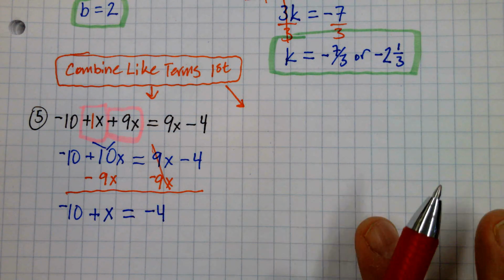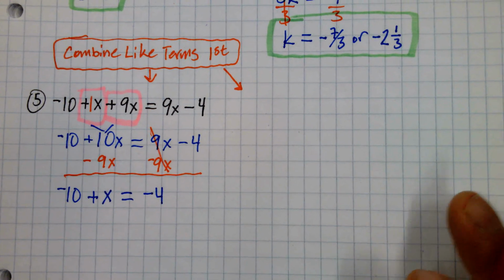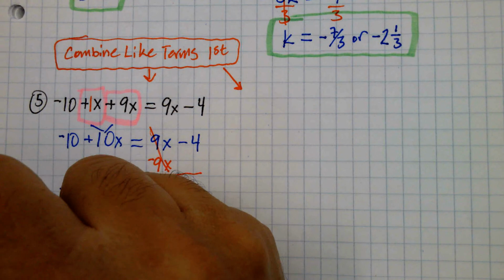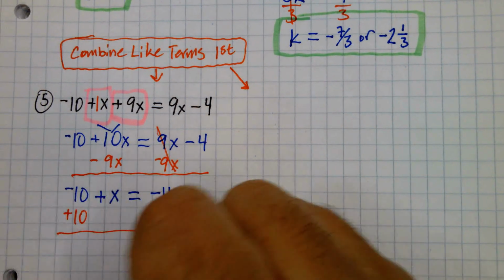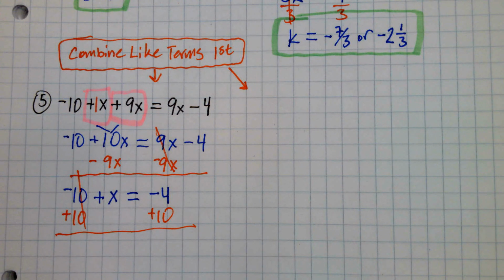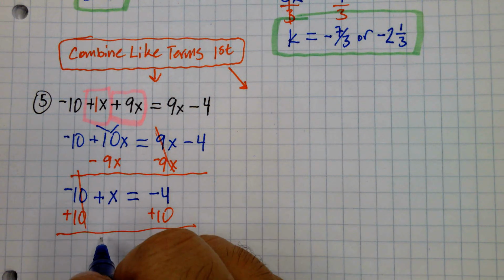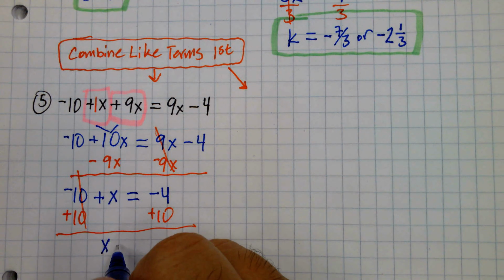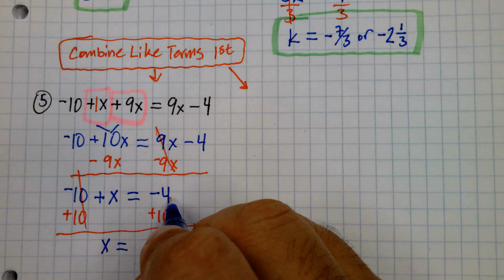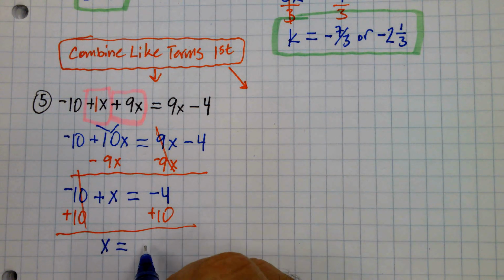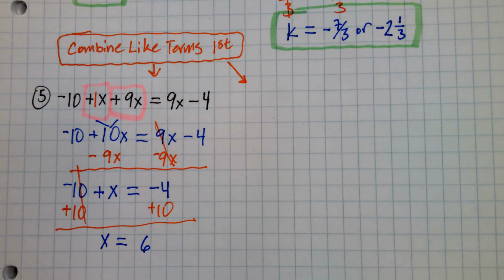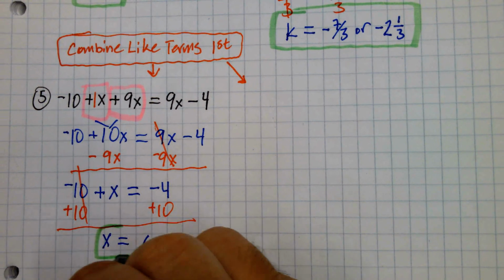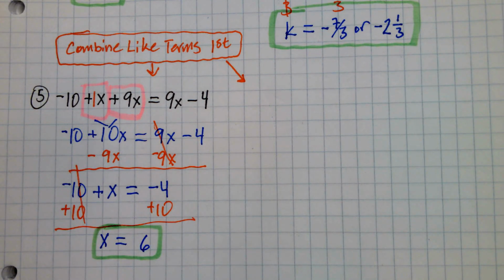So now I'm just one step away from my answer. Get rid of this 10. Okay. So here we go. We're going to bring down x equals negative 4 and 10. That's what, 6? And that's our answer. We didn't even have to divide by anything. Our answer is 6.